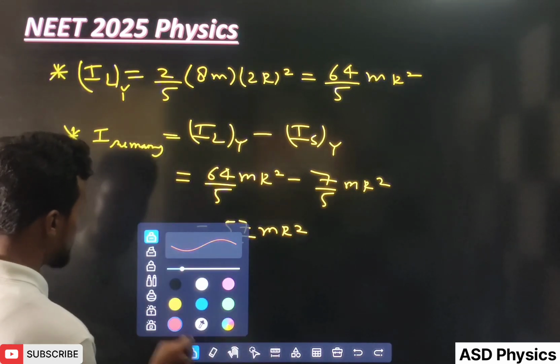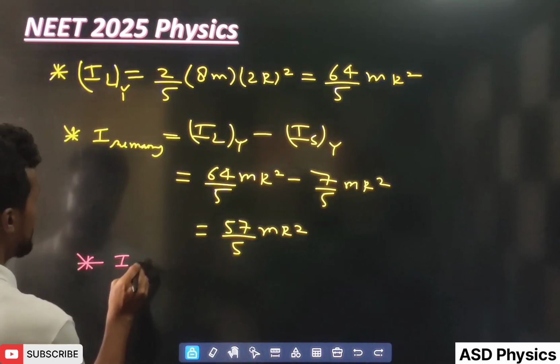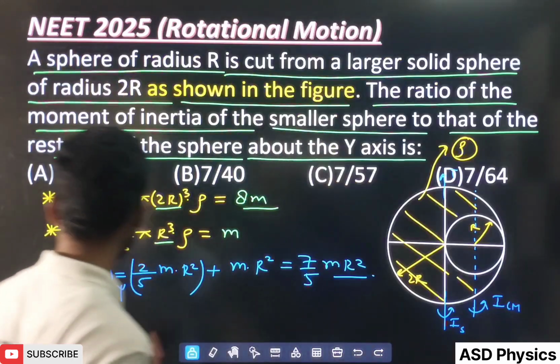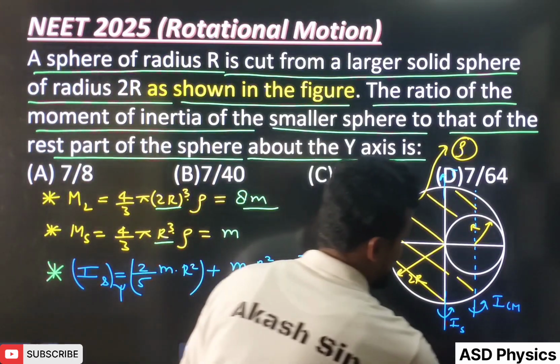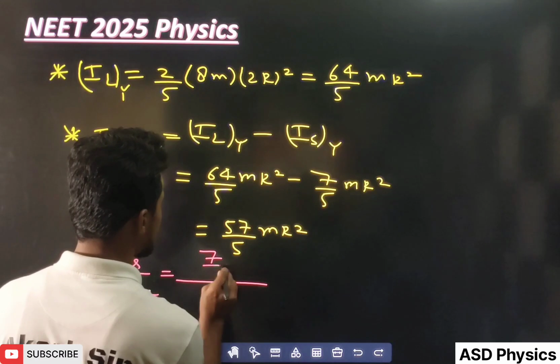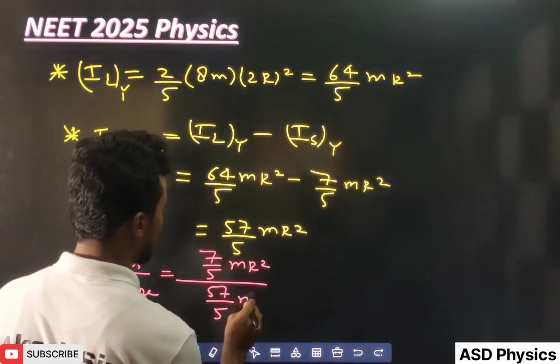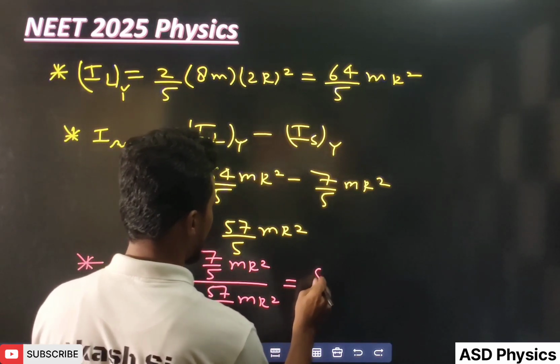Now in the question they are asking I small by I remaining. What is I small here? I small is 7 by 5 mr square. So 7 by 5 mr square by 57 by 5 mr square, the 5 cancels.